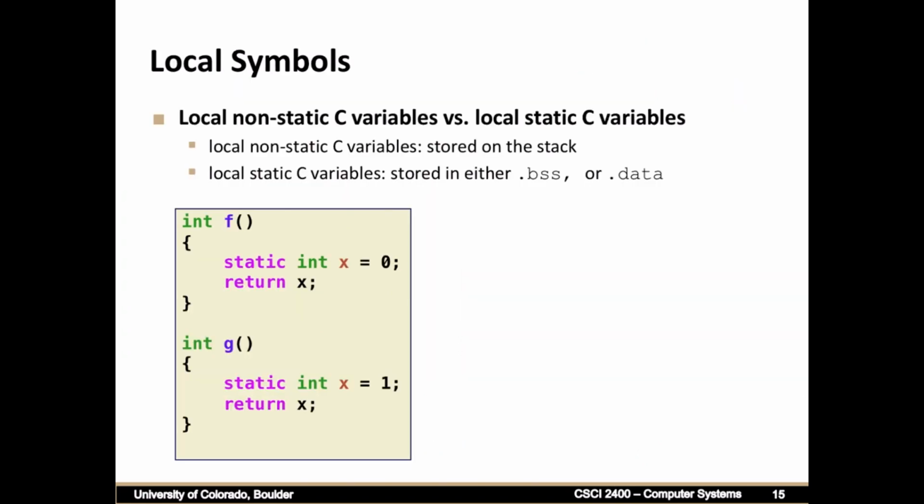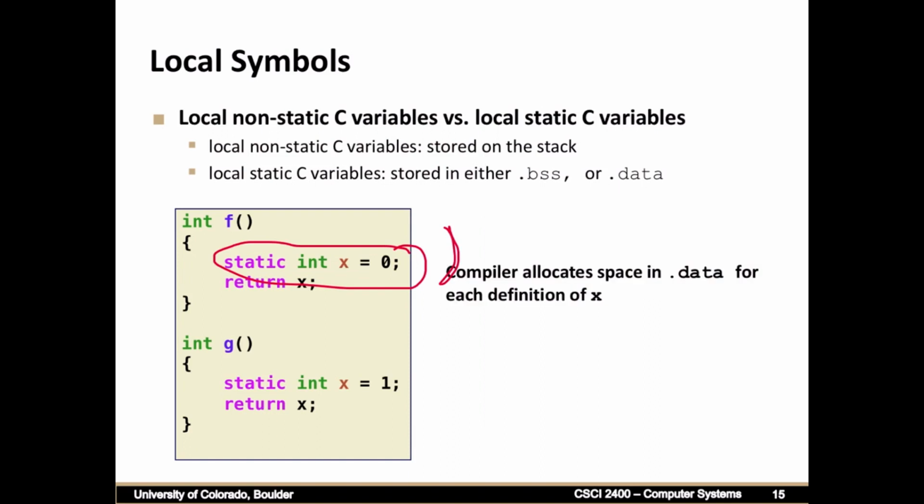Local symbols, as I mentioned, can be static functions like static foo. One of the other cases where you have static variables in C is a way to create a variable that is as if it were a global variable. In other words, there'll be a single instance of the variable x, but its name will only be known within function f.